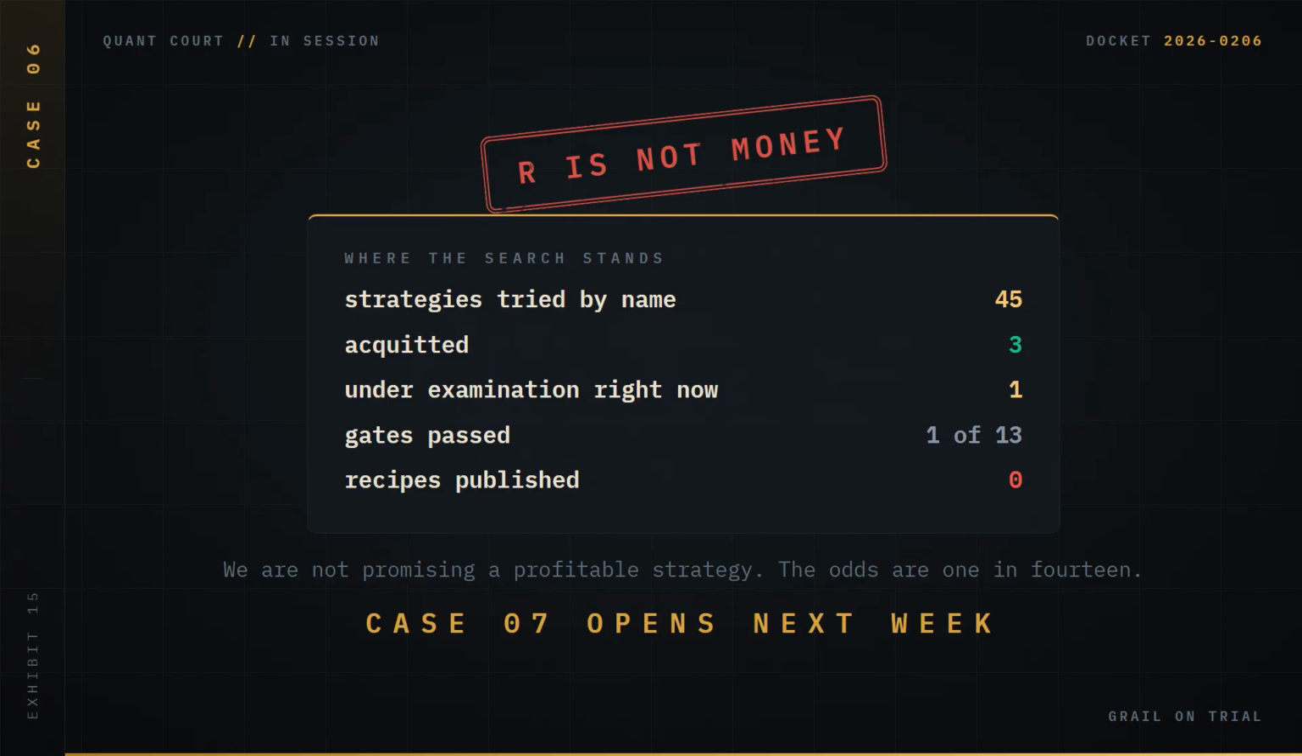Here is where the search stands tonight. 45 strategies tried by name in this court. 3 acquitted. 1 is under examination right now, and it has passed one of its 13 gates. Recipes published: 0, and that number will not change because an edge printed in full stops being an edge. We are not promising you a profitable strategy. We are showing you the search, and the odds are roughly 1 in 14. Case 7 opens next week. The defendant that survived 10 trials and might pay our bills. We wrote down in advance that it cannot win on history.